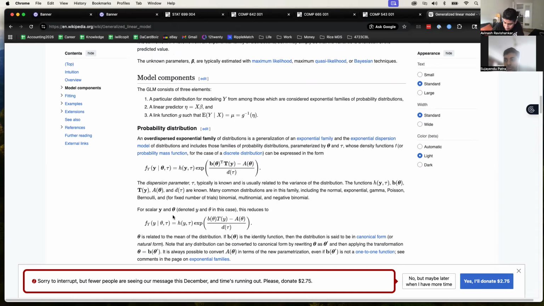Okay, let me write some of this down here. This one was called Wikipedia, Generalized Linear Models. And then distributions. They are related. Okay, this is a good one to know.